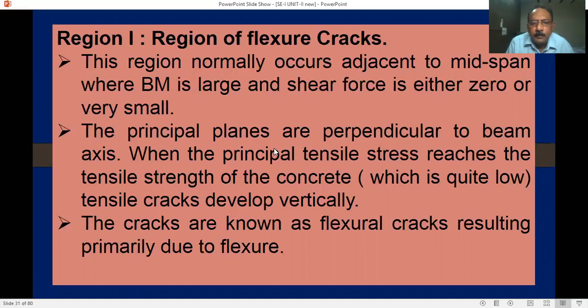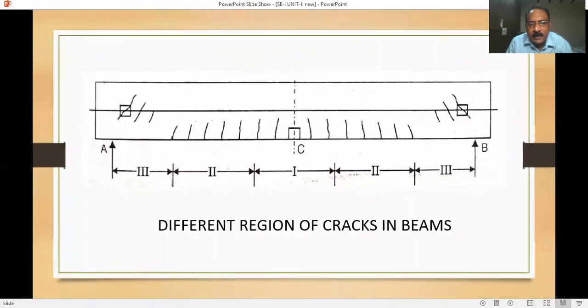The principal planes are perpendicular to the beam axis. When these principal stresses reach the tensile strength of concrete, which is generally very low, tensile cracks develop vertically. These cracks are known as flexure cracks, resulting primarily from flexure. What is the meaning of that? I will show you in the first slide.